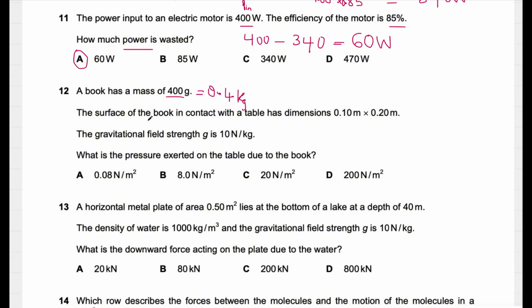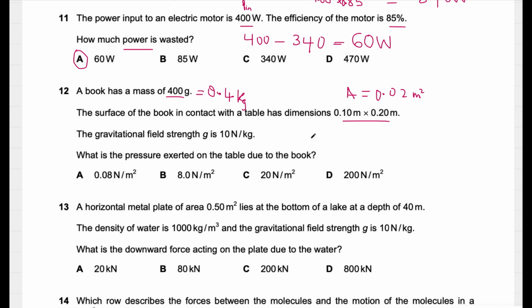Now we say the surface of the book in contact with the table has a dimension of this. So we can find the area since it has a dimension. So 0.1 times 0.2, let's multiply the area out. 0.1 times 0.2, we get 0.02 meters square.